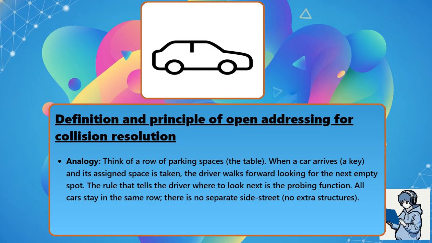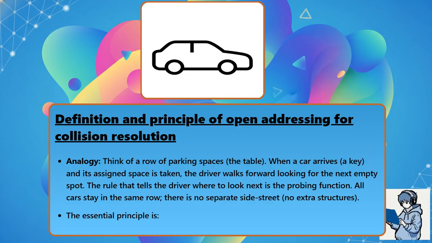Analogy: think of a row of parking spaces, the table. When a car arrives, a key, and its assigned space is taken, the driver walks forward looking for the next empty spot. The rule that tells the driver where to look next is the probing function. All cars stay in the same row; there is no separate side street, no extra structures.